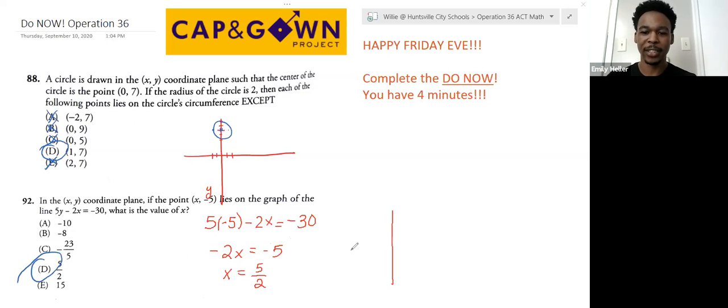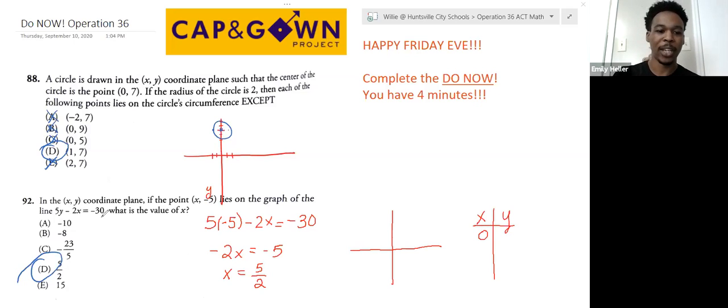You can graph a lot of these things to get a visual picture. If you're not comfortable doing all of the algebra here, just draw it, okay? If you know how to graph using intercepts, I can say one of these is X, one of these is Y. Just let X equal 0 and Y equal 0. So when X is 0, I put a 0 here, I have 5Y equals negative 30. So that means that Y has to be negative 6.